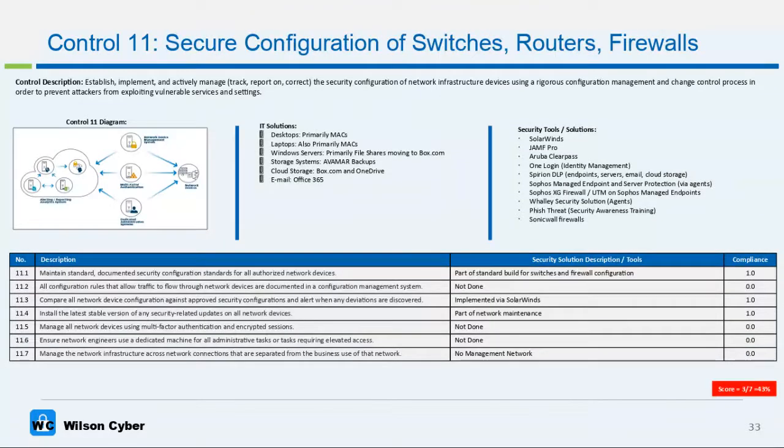Next area is secure configuration of switches, routers, and firewalls. The control description is to establish, implement, and actively manage the secure configuration of network infrastructure devices using a rigorous configuration management and change control process in order to prevent attackers from exploiting vulnerable services and settings. Here we have 7 subcontrols.